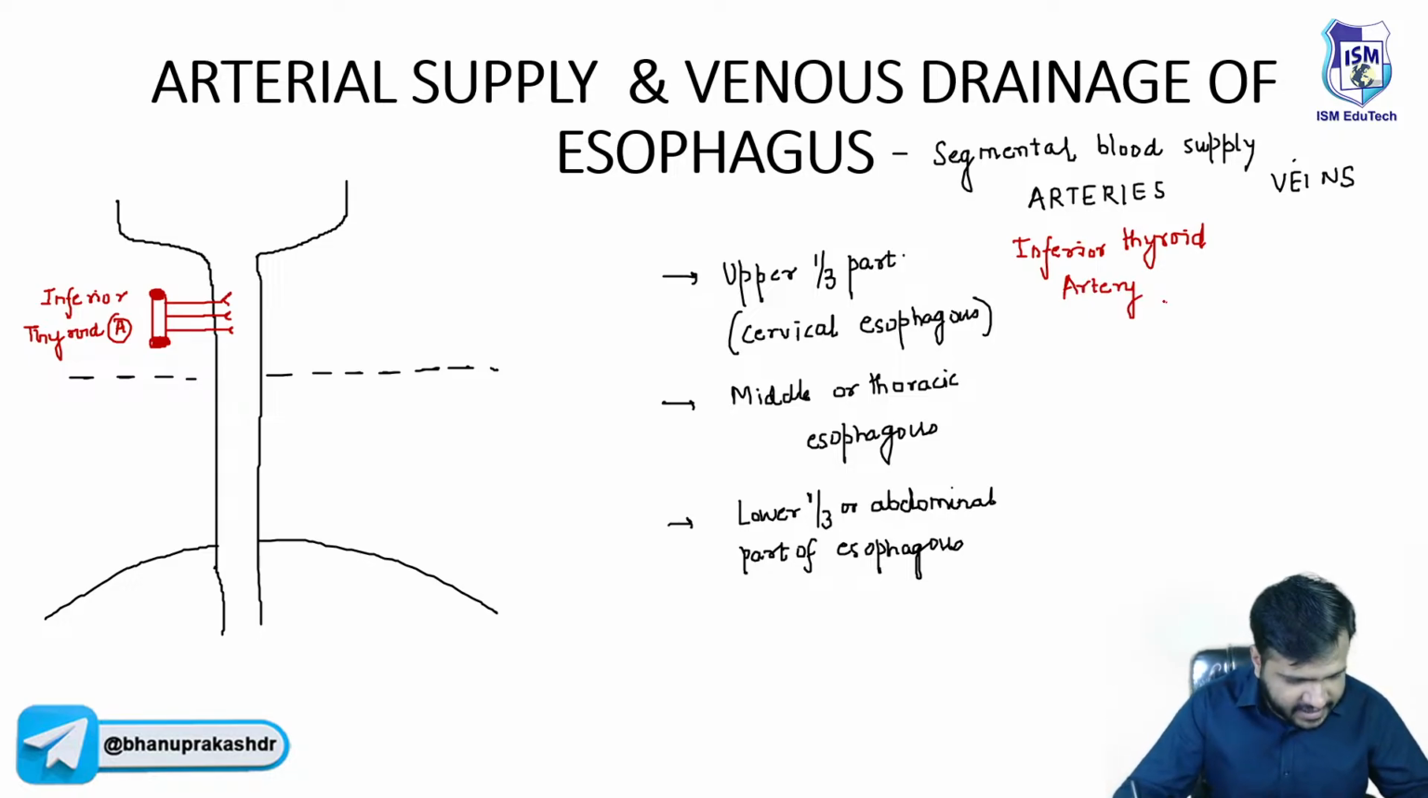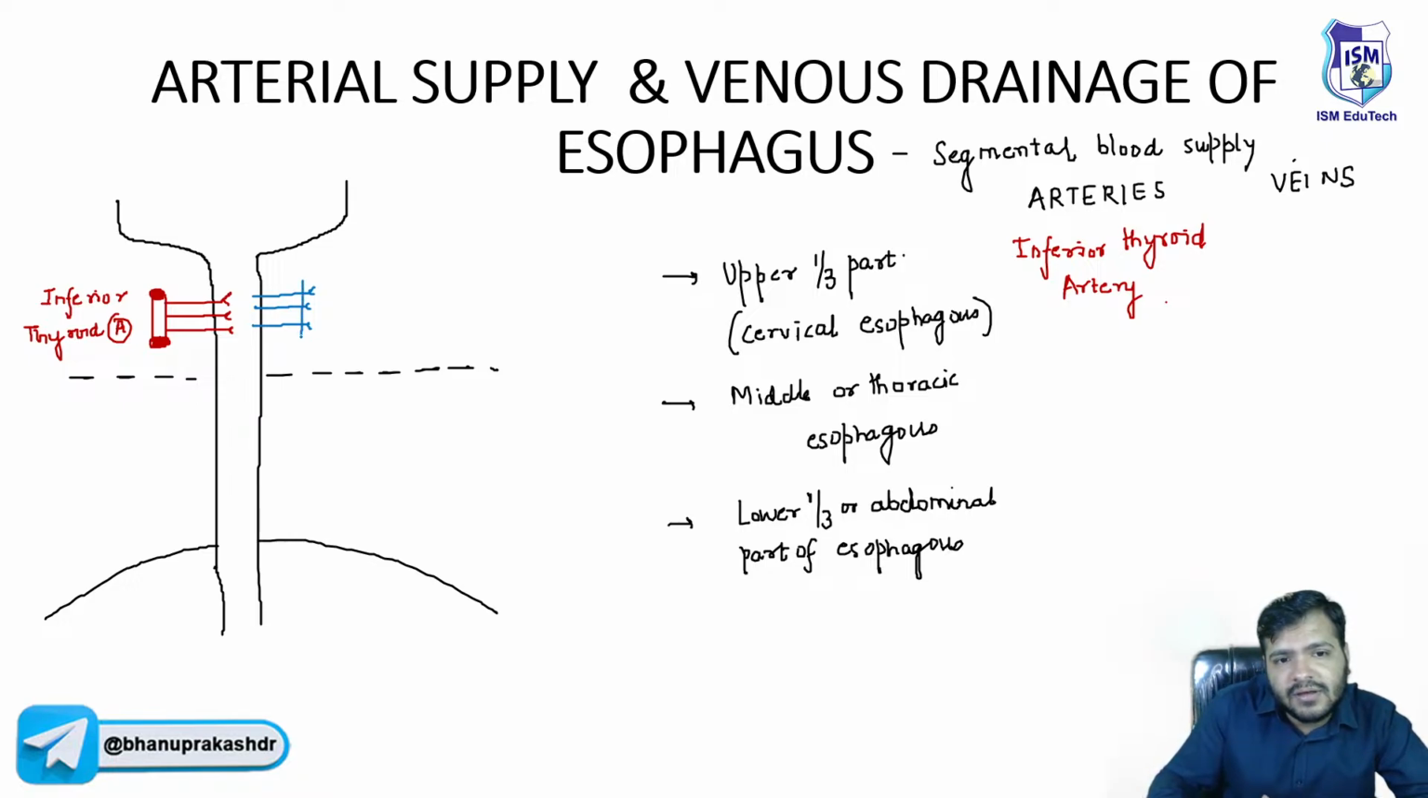Now, everyone is right. Can anyone tell me which veins will drain the cervical part of the esophagus? Yes, it's the name of the artery, beta. Which veins will drain the cervical part of the esophagus? Yes, Kriti, very good beta. It is the inferior thyroid veins.